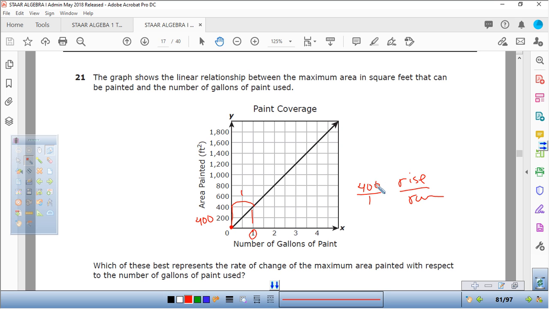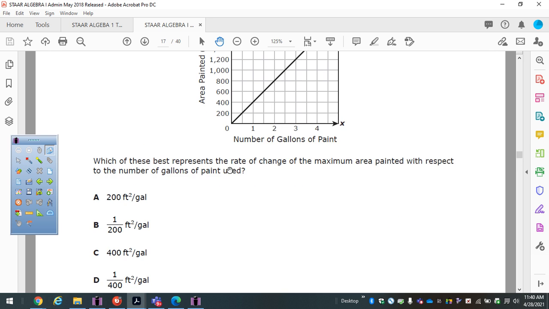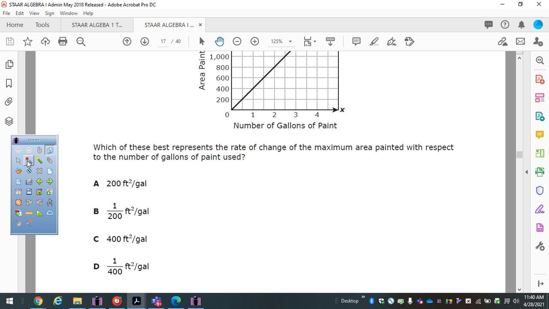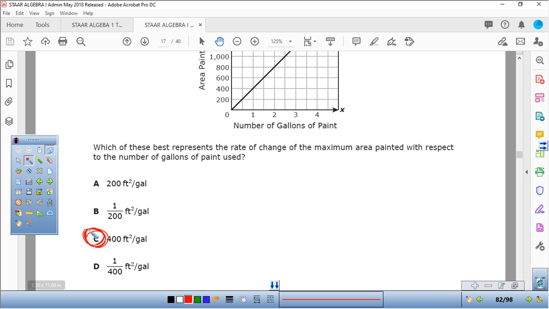Pick 2 points. That's it. From here to here, my rise is 400. Check. That makes it 400. My run from here to here, 1. Slope now, it's 400. I didn't read the question, guys. Sorry about that. I'm going to stop right there, okay?